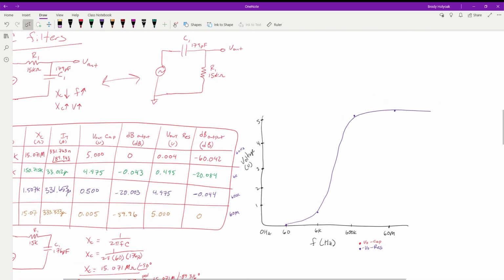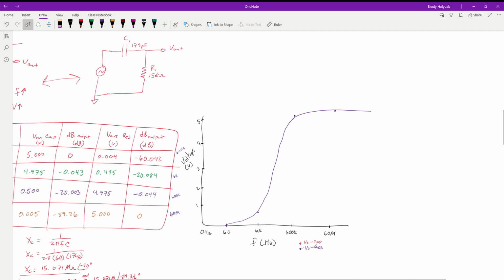Now, I guess we'll zoom that out just a little bit. We'll get our information for the voltage of our capacitor, so I'll switch over to the red. At 60 hertz, we had 5 volts. At 6,000 hertz, we had just about 5 volts, just slightly less. At 600,000 hertz, we had half a volt. And at 60 meg, we were pretty much at 0. So if we look at this guy, our curve goes like this.